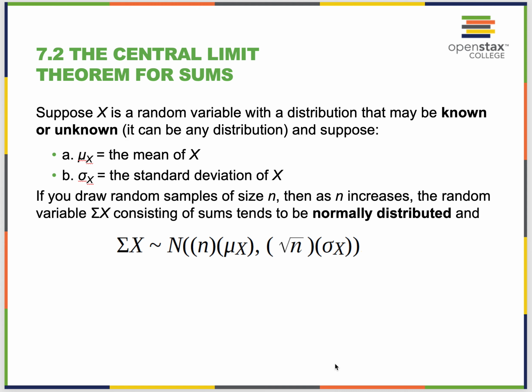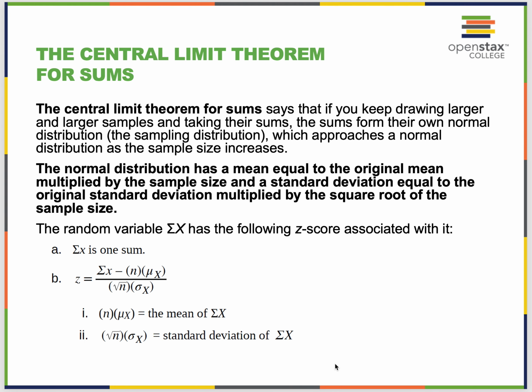It's just a variant of the central limit theorem. So it says that if you keep drawing larger and larger samples, the sums form their own normal distribution, which approaches the normal distribution as the sample size increases. The normal distribution has a mean equal to the original mean multiplied by the sample size, and the standard deviation equal to the original standard deviation multiplied by the square root of n. So the random variable sum of x has the following z-score associated with it.